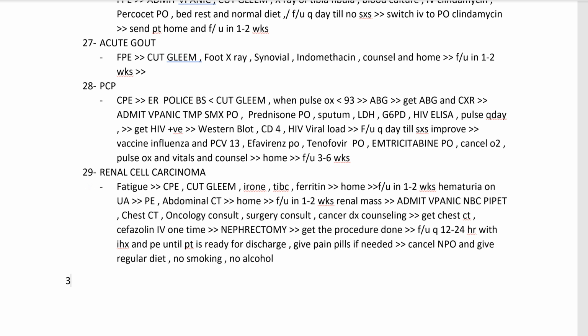Okay. Now we have case 30. It's a very important case called perforated duodenal ulcer. When you have a perforated duodenal ulcer present in the emergency room, you want to do POLICE BS, which is pulse ox, oxygen, cardiac monitor, blood pressure monitor, EKG, IVs.